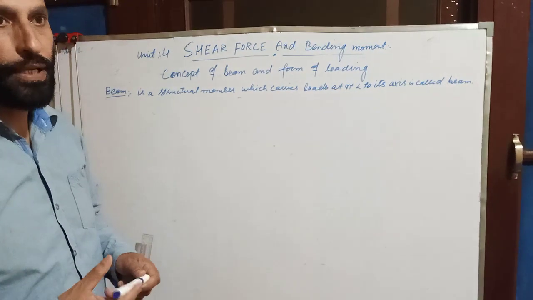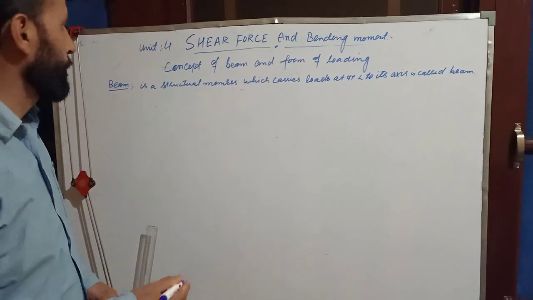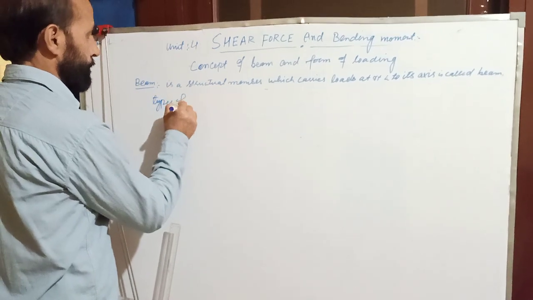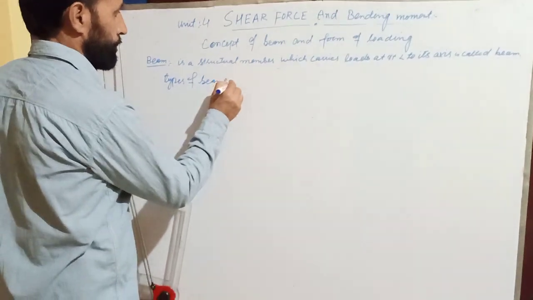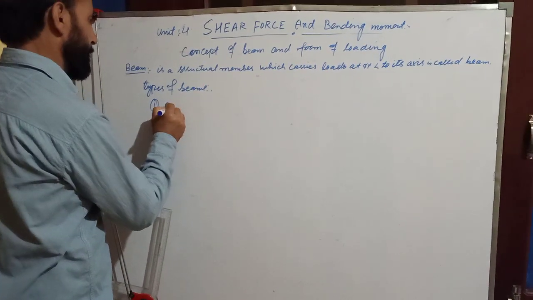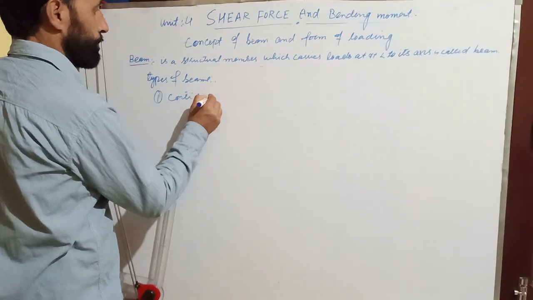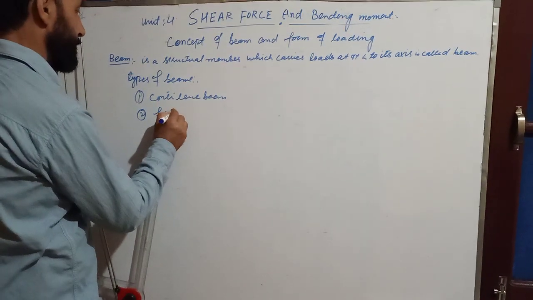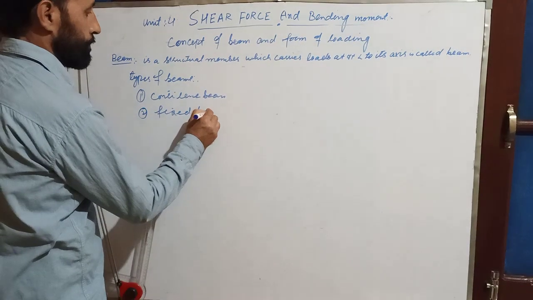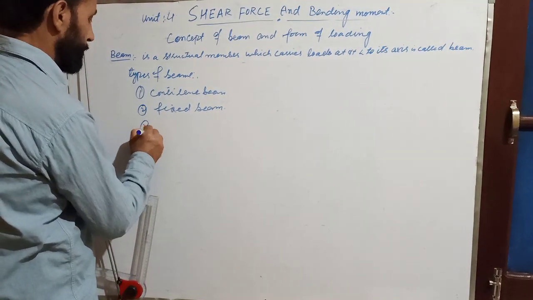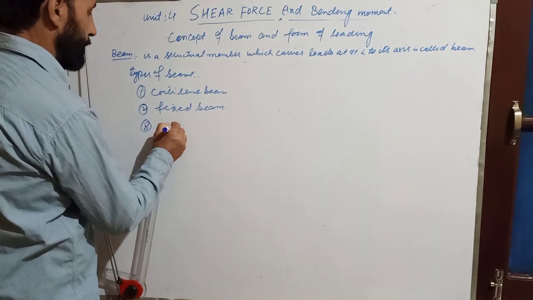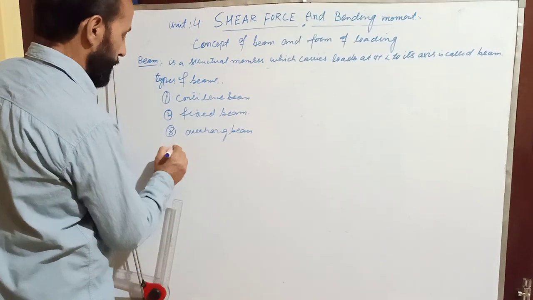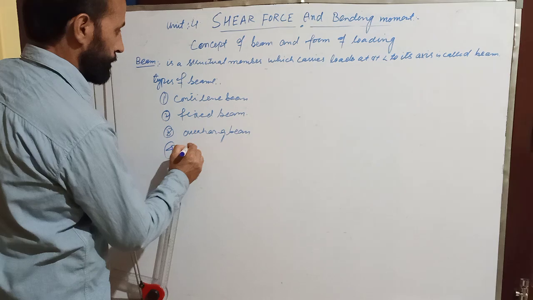Now, what are the different types of beams which we use in engineering? First of all, types of beams. Number one, cantilever beam. Number two, fixed beam. Number three, overhang beam. Number four, continuous beam.